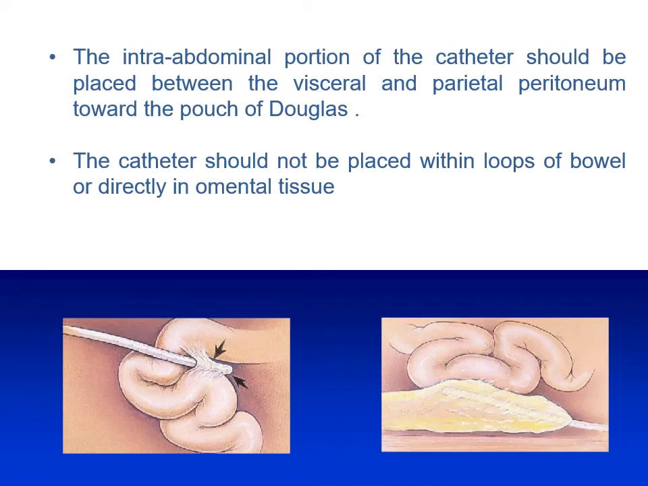Whenever you insert the catheter, the intraperitoneal portion of the catheter should be placed between the visceral and the parietal peritoneum down into the Douglas pouch. Never put the catheter into the omentum, because it will have omental wrap. It will be very difficult to get outflow of the patient. Always have very poor outflow, so the catheter should be put with caution between the loops, not into the loops.